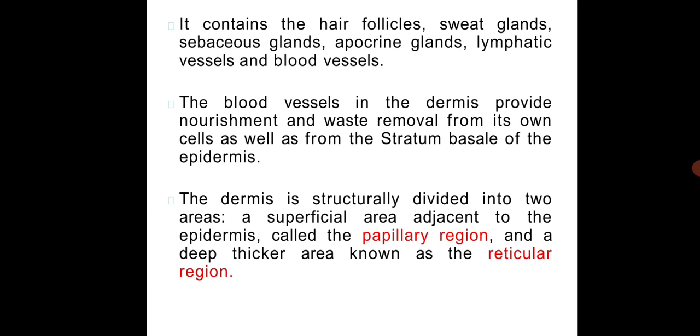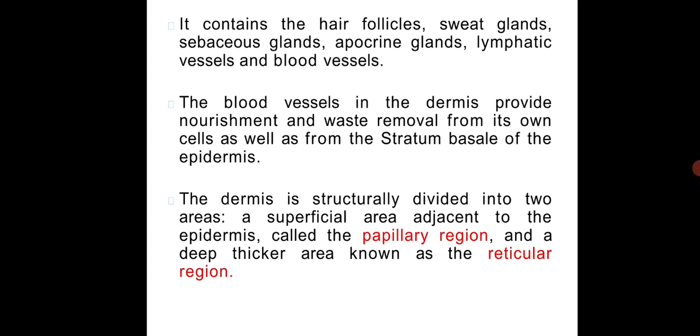It contains hair follicles, sweat glands, sebaceous glands, apocrine glands, lymphatic vessels, and blood vessels. In the case of the epidermis, blood vessels were not there. But here, in the dermis, you can see those blood vessels. You can also see sweat glands, which are responsible for perspiration, which ultimately removes waste metabolites or toxic materials from the body.